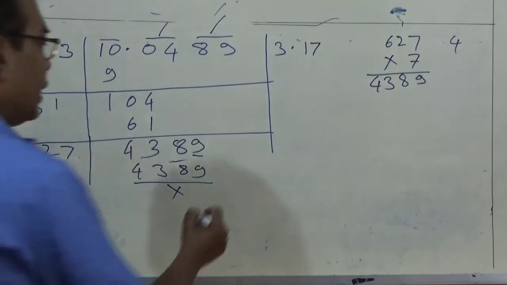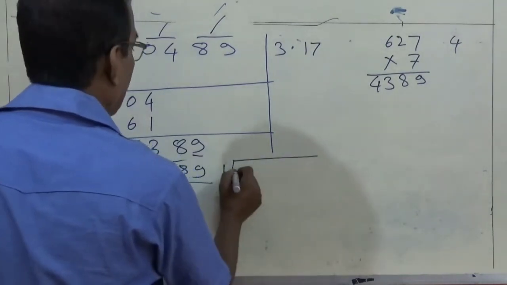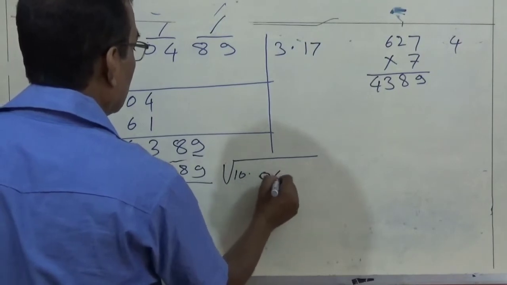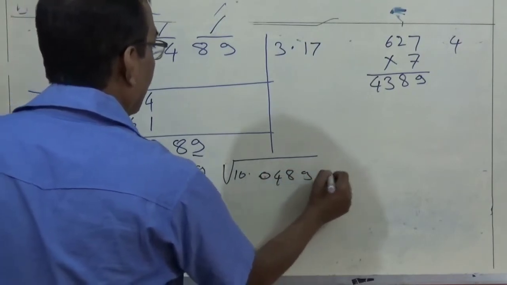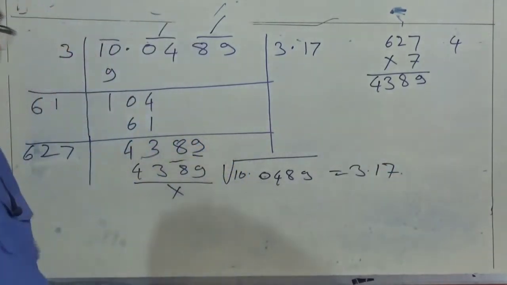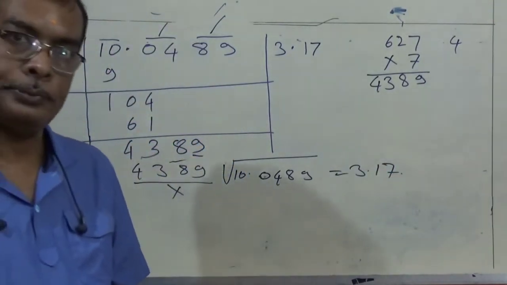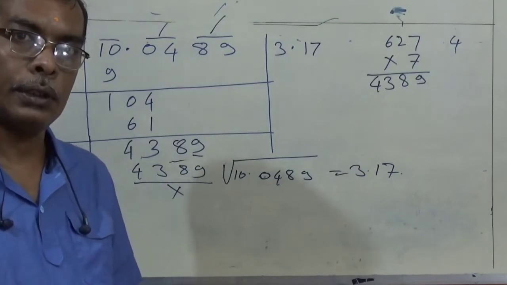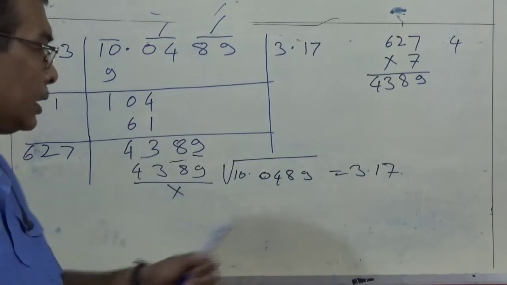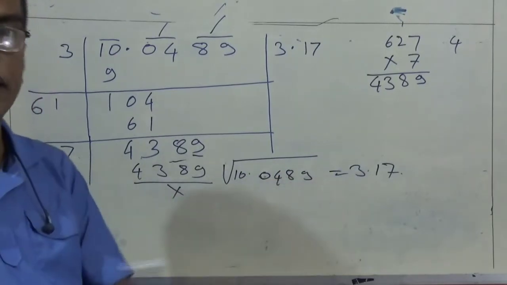So I am finding that the square root of 10.0489 is 3.17. This is also one example of terminated decimals. Right? So if we multiply 3.17 and 3.17, exactly 10.0489 will come.